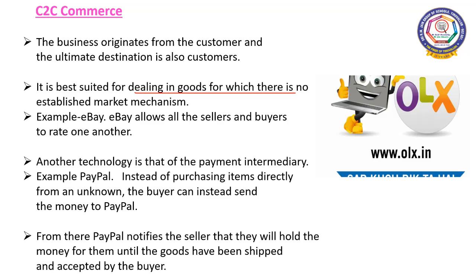Another technology is that of a payment intermediary. Example, you can say PayPal. Instead of purchasing items directly from an unknown person, the buyer can instead send the money to PayPal. From there, PayPal notifies the seller that they will hold the money for them until the goods have been shipped and accepted by the buyer. So, this intermediary will send the money to the seller after the buyer receives the goods. So, this is called C2C commerce.